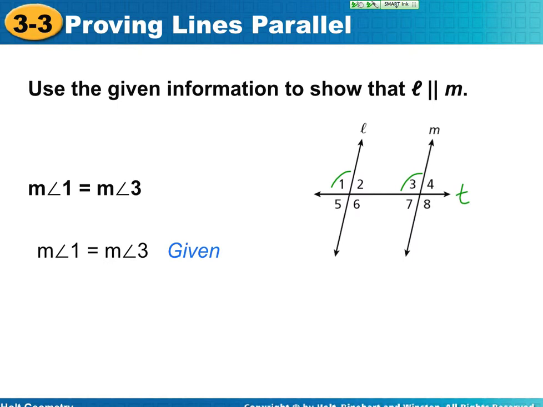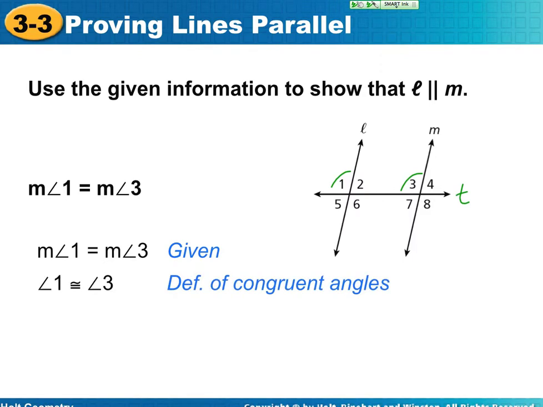What comes up with congruent angles? What are congruent angles? Let's think through their definition. Connor, what are congruent angles? Two angles with the same measure. Okay, I have two angles with the same measure, so I can say they're congruent because of the definition of congruent angles.